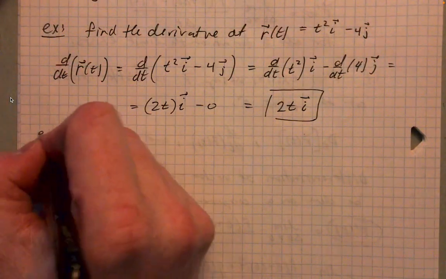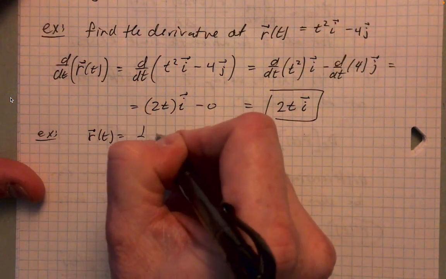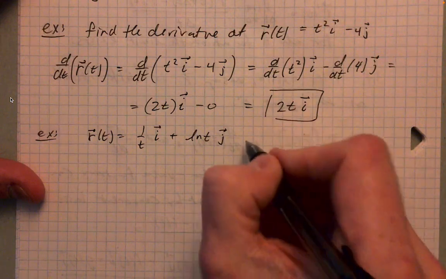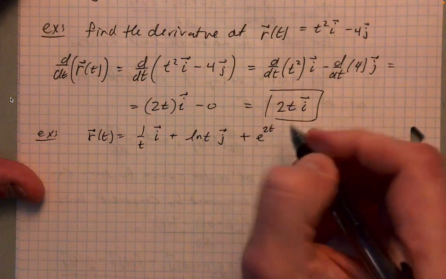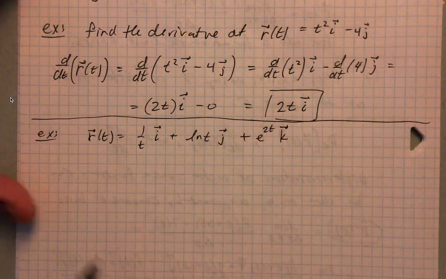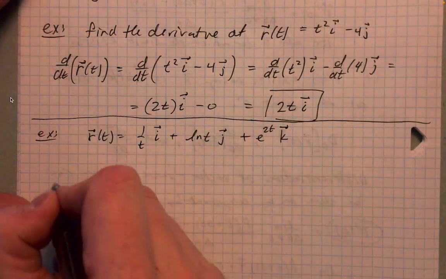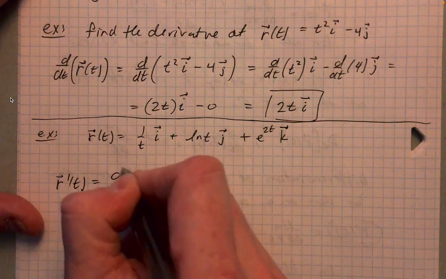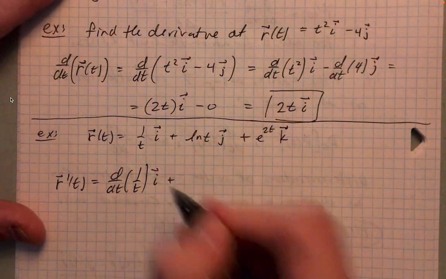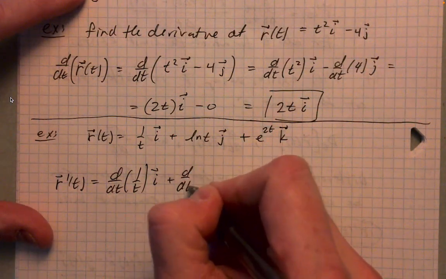Let's take a slightly harder one here. Let's say instead that r of t is equal to 1 over t times i plus the natural log of t times j plus e to the 2t times k. Right? So these should look like old friends, right? If you recall calculus 1, 1 over t, derivative of that, derivative of natural log of t. These are old friends. We've seen these before. All right, so the derivative here is again just the derivative of the components, right? But you've got to keep track of the structure of the vector valued function, right? So remember, you're differentiating the components and kind of keeping everything in place.